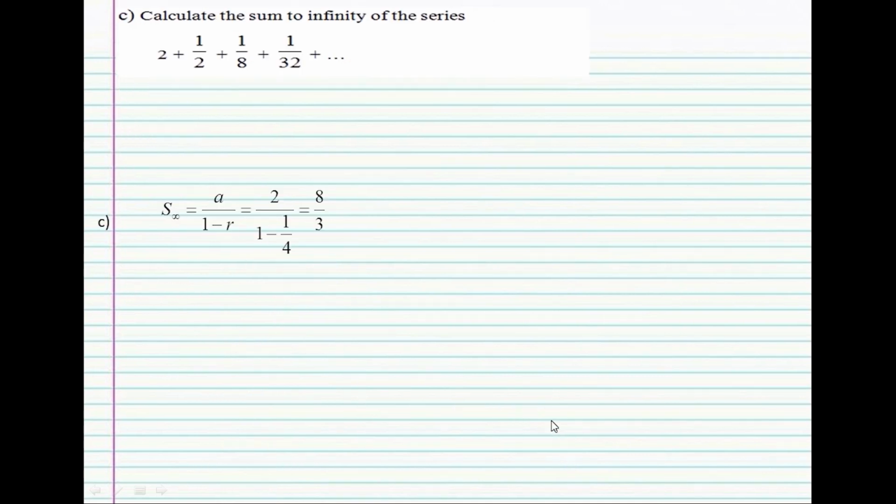Part C, calculate the sum to infinity of the series. We are given the series here, 2 plus 1/2 plus 1/8 plus 1/32 plus etc. The formula of the sum to infinity is S infinity equals a over 1 minus r. From the series, we can see that the first term a equals 2. So we substitute 2 here. And then we have to find the common ratio r first by looking at the ratio between two consecutive terms. I take t2 divided by t1: t2 is 1/2, divided by the first term 2. So the common ratio is 1/4. And then substitute into the formula of S infinity. We get 2 over 1 minus 1/4 equals 8 over 3.